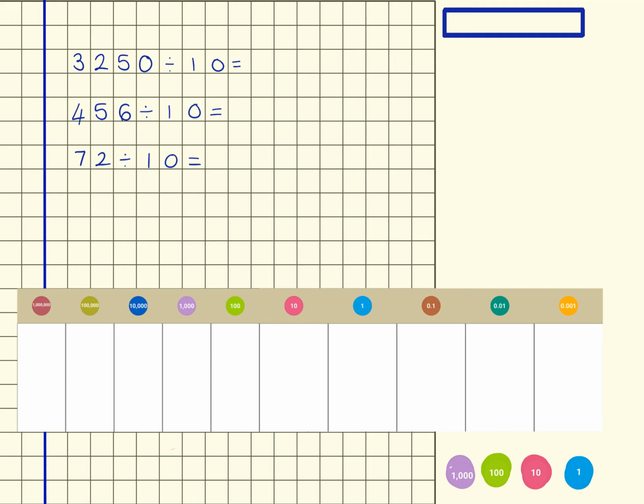So, dividing whole numbers by 10, 100 and 1000. We're going to start with 10, but before I go any further, just to make sure that you're aware, when you divide a number, you make it smaller. So it's being split into smaller parts.